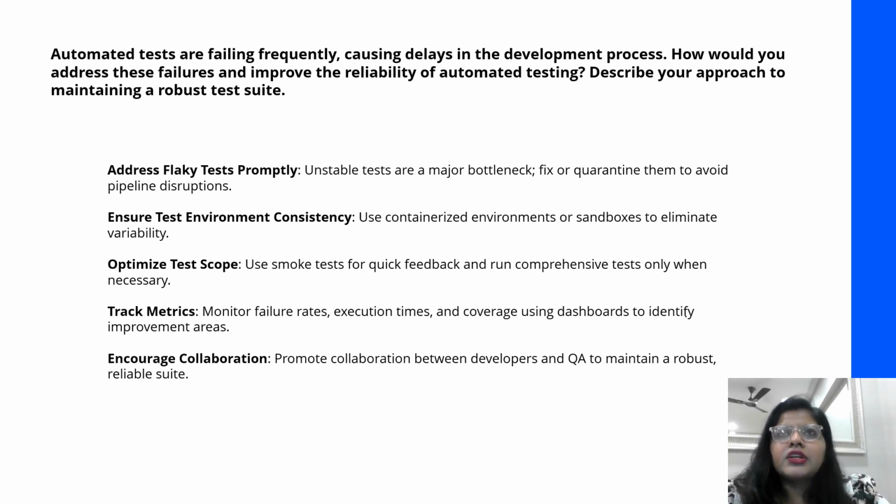The test environment we are executing in might be different from another environment. So we need to ensure that the environment is consistent and the data is consistent, so that the same kind of behavior and output is received when those test cases are executed. So optimize the test scope.